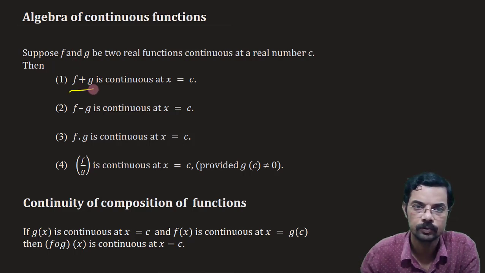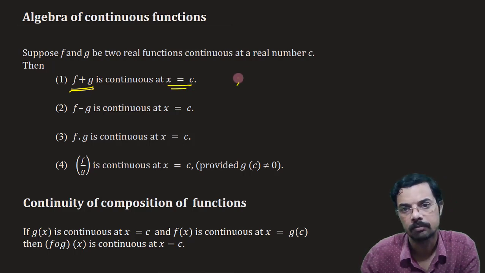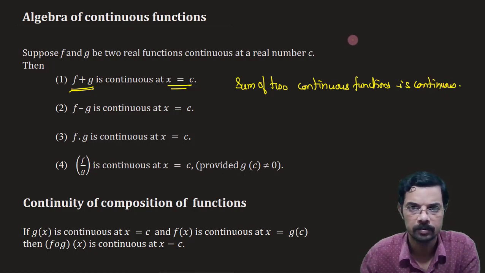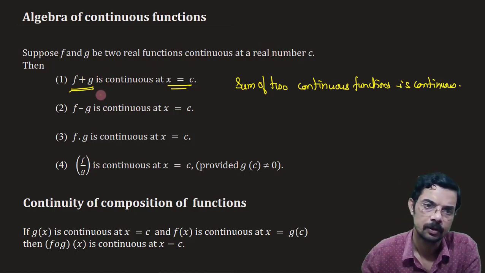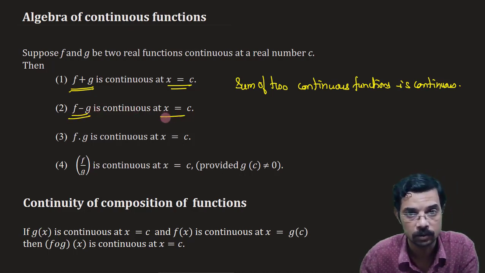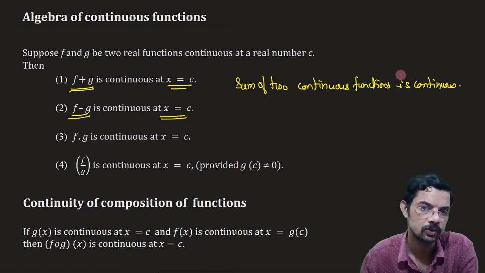The sum of two continuous functions is continuous at their common domain. In the same way, the difference of two continuous functions is also continuous at x equal to c. The difference of two continuous functions is also continuous.